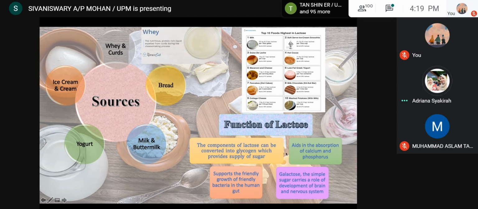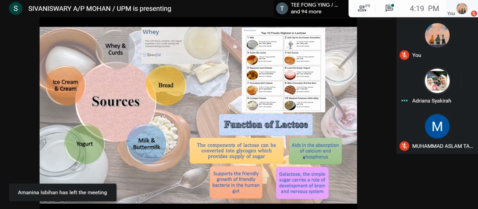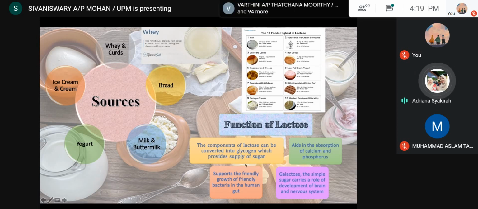Okay, next, it aids in the absorption of calcium and phosphorus. Not only that, it can also help absorb other minerals such as copper and zinc during infancy. Infancy is the earliest stage in childhood. And then thirdly, it can support the growth of friendly bacteria in the human gut. We know that lactose can be used by the intestinal microbiota. Intestinal microbiota are microorganisms that live in the digestive tract.